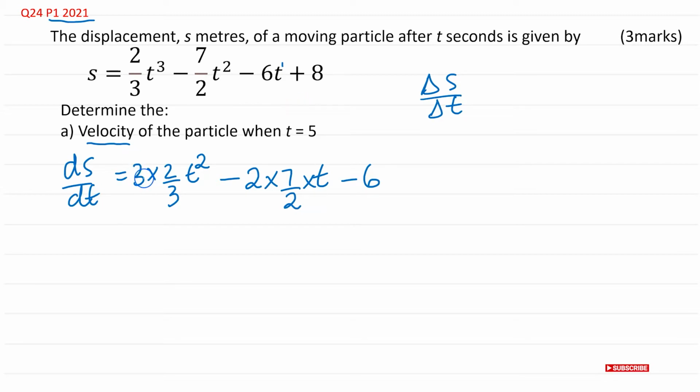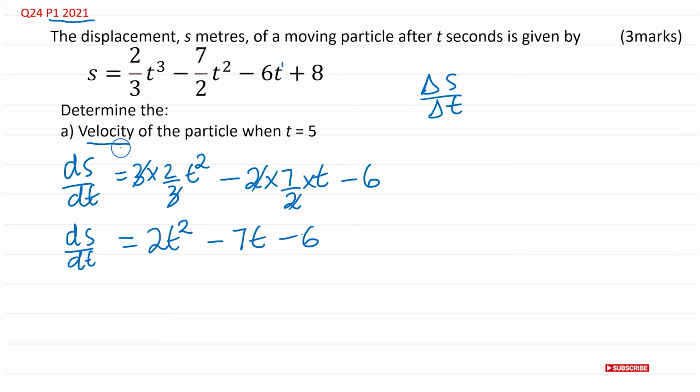Okay guys, let's simplify this. The 3 and 3 can cancel, so we're left with 2t squared here. And the 2 and 2 will cancel, so we're left with minus 7t here. And then we have our 6. So our change of distance with respect to time is 2t squared minus 7t minus 6.